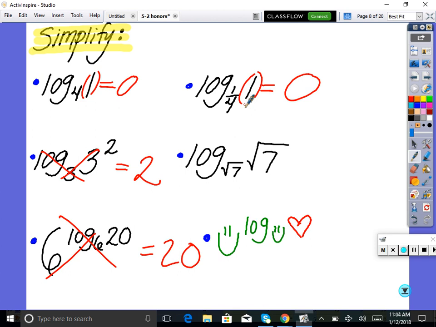Good. Log to the base root 7 of root 7. Yeah, it simplifies to be 1. How did I think of that so quickly? Or how did you? This is to the first power essentially, right? Those undo each other. Okay, log smiley face raised to the log smiley face of heart. Heart. You guys got it.